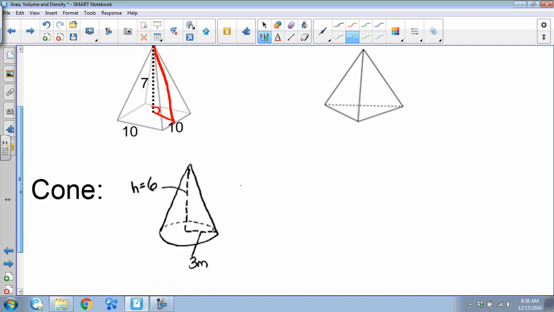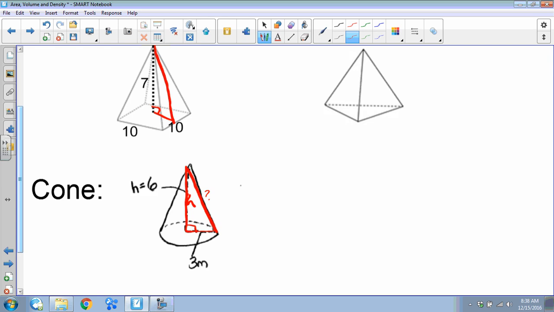Same thing for cones. If they give you this and they don't give you the height, that's a right triangle, so you have to use the Pythagorean theorem to find the height before you can plug it into your volume formula. You can't use the slant height in the volume formula. You have to use the actual height. Remember I said if we measure a distance from something to something, it has to be the perpendicular distance. So if we want to know the distance from the top of this cone to the bottom, it has to be perpendicular to the bottom. Any questions?